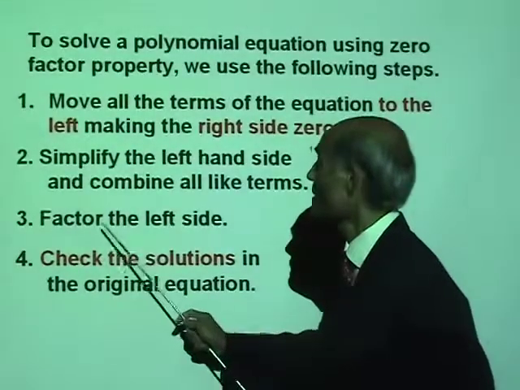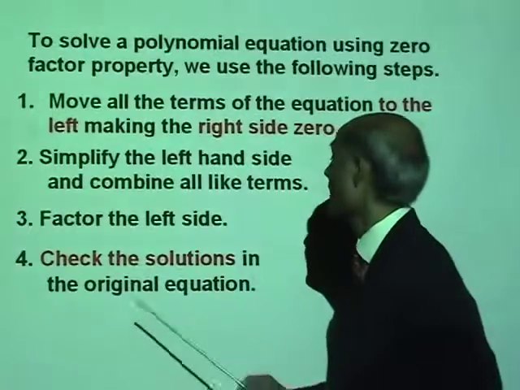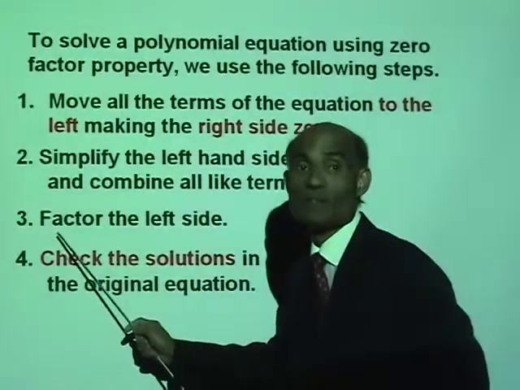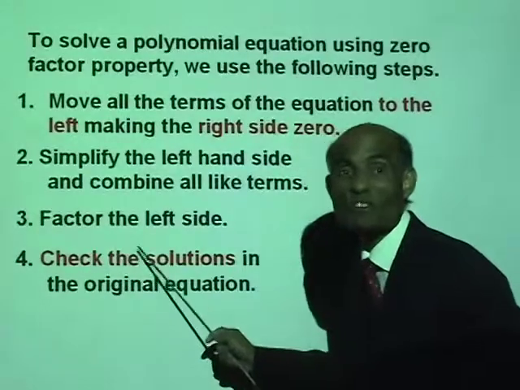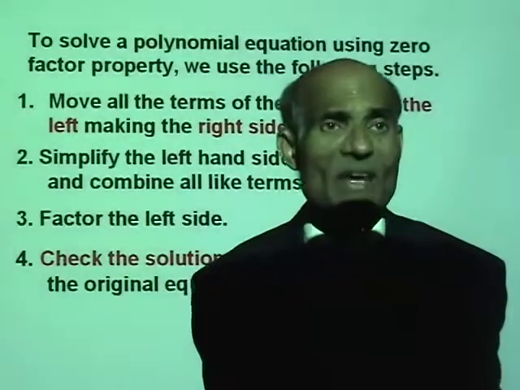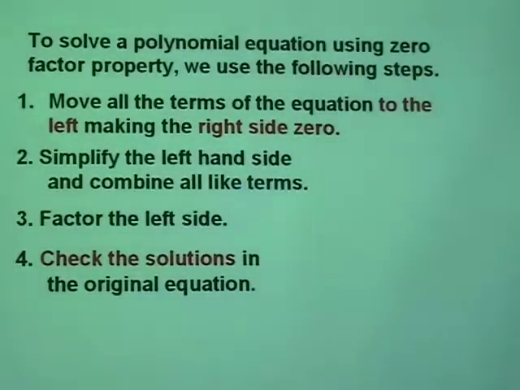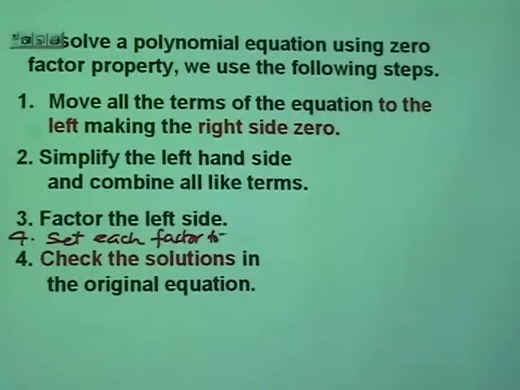Factor the left side, and there is one more step there. That step is set each factor to 0. I'm going to write that down for you. Step 4 will be set each factor to 0 and solve for the variable.